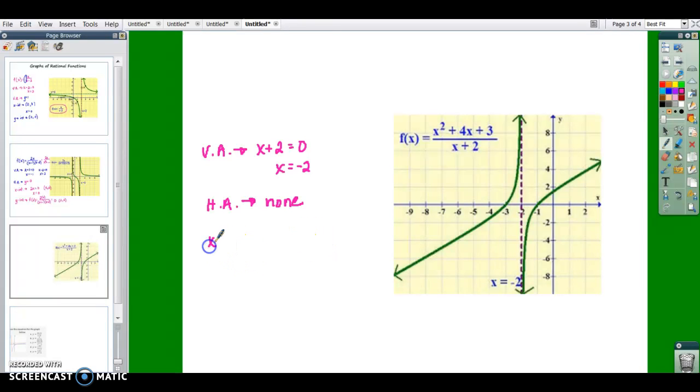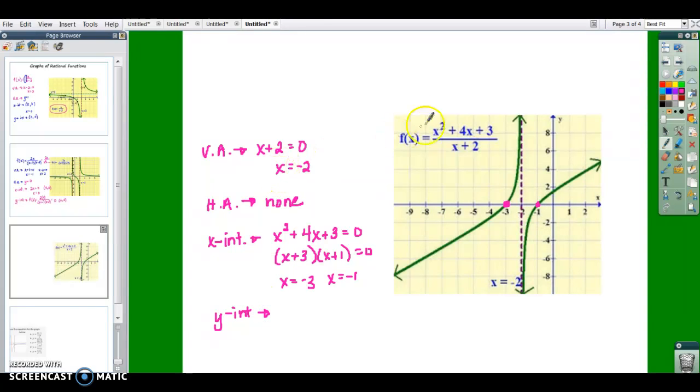Again, we can find our intercepts. Our x-intercept would just be taking that numerator and setting that equal to 0. If I factor that, I get x plus 3 and x plus 1. And I get x is equal to negative 3 and x is equal to negative 1. So you'll see here negative 3 and negative 1, those are my x-intercepts. My y-intercept, remember I just plug 0 in for x. So I have 0 squared plus 4 times 0 plus 3 over 0 plus 2. So that would give me 3 halves. So this would be at 0, 3 halves, and you can see that it's coming up right about there.